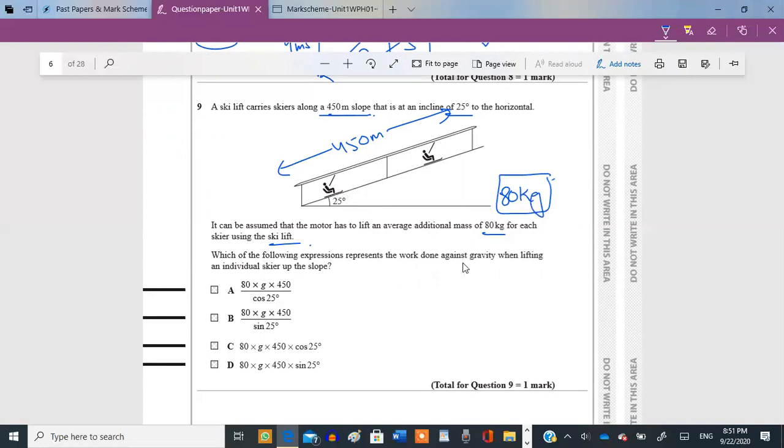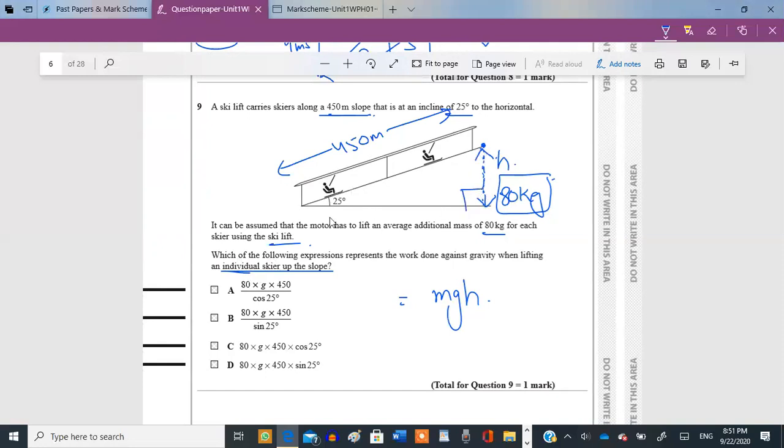Then, which of the following expressions represents the work done against gravity when lifting an individual skier up the slope? So what's going to be the work done against gravity? Okay, for the work done against gravity, all you need to do is just find out the gravitational potential energy. And for the gravitational potential energy, you have to apply the formula mgh. m is 80 kg because we have to look at the individual, one person. g is known, and to calculate h, you'll need to consider this right angle triangle.